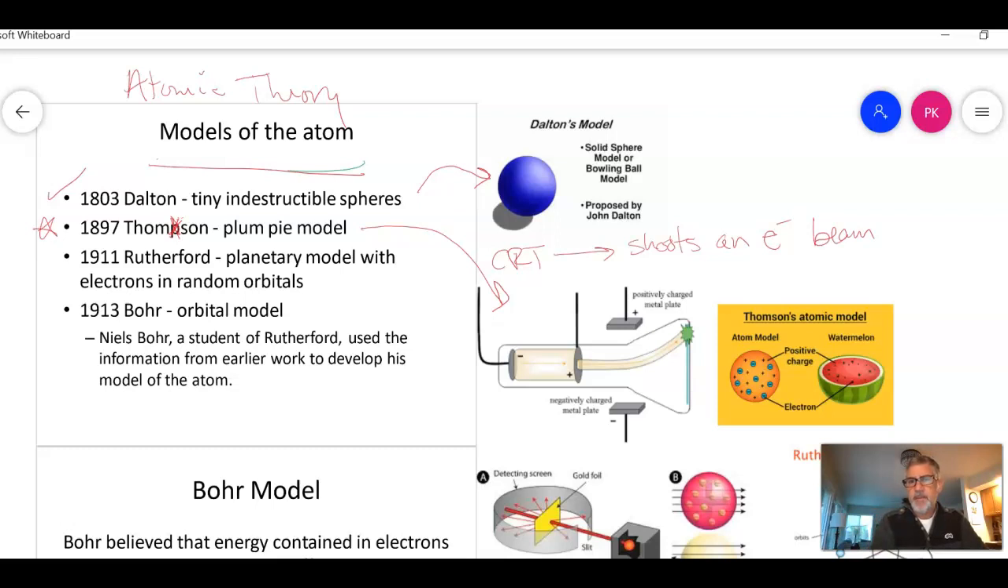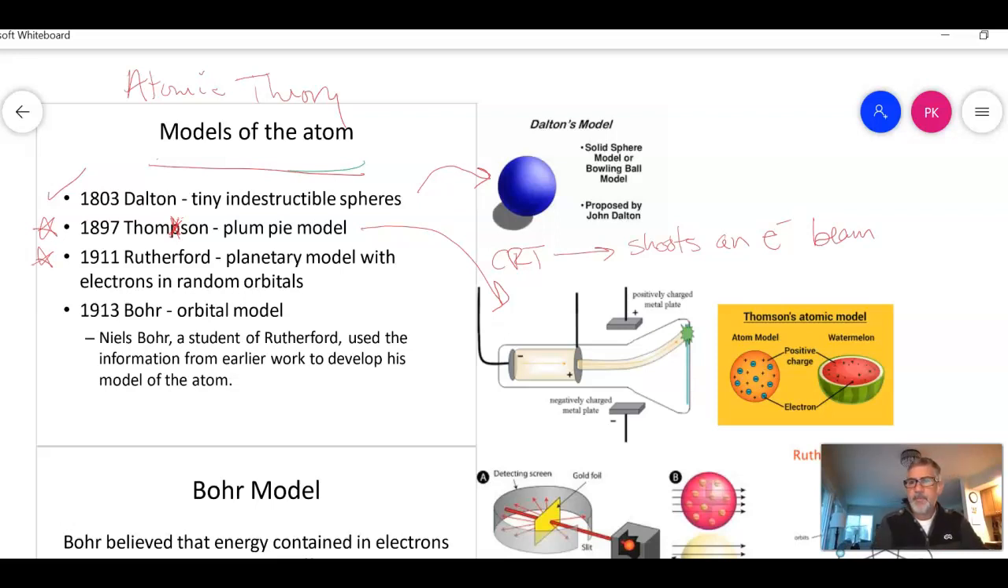So Thomson's contribution: he said the movable part of an atom, like electricity, had a negative charge. His model was kind of like if you cut a watermelon in half. The plum pudding model is that the electrons were stuck in the positive goo, and they were negative, but you could remove them. So he discovered electrons.